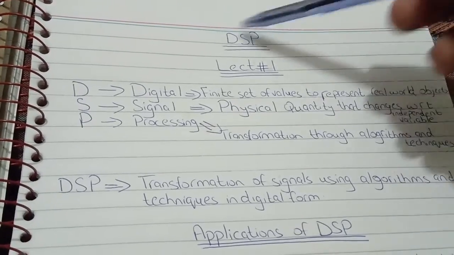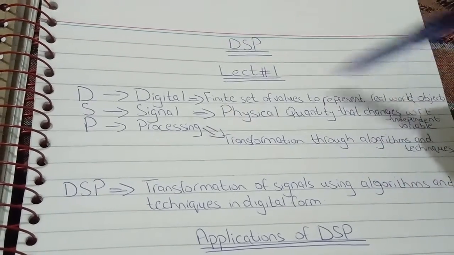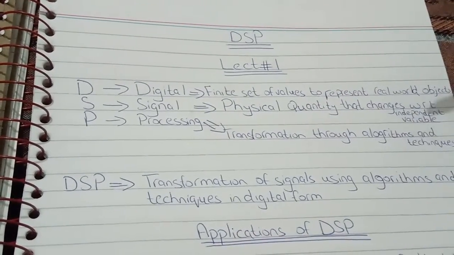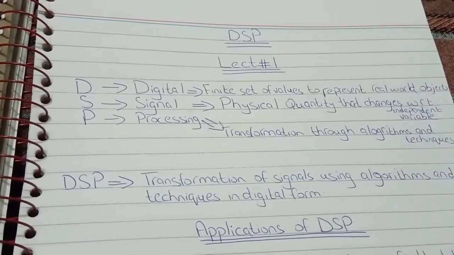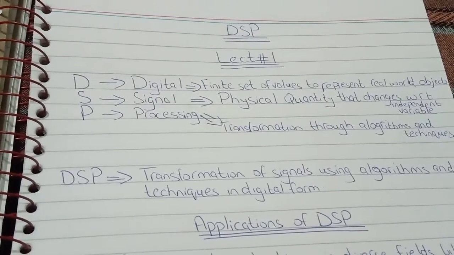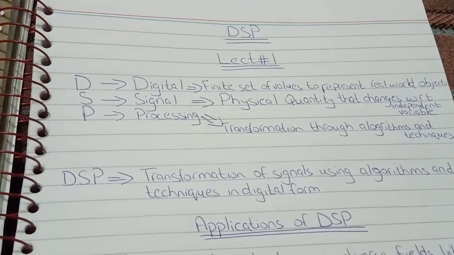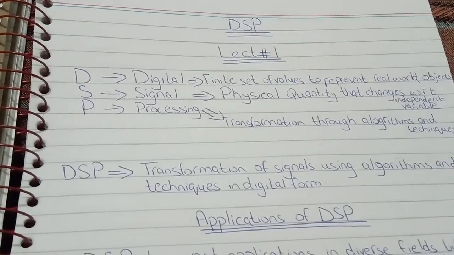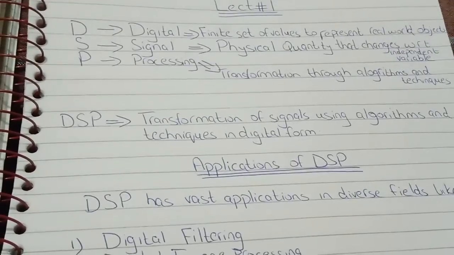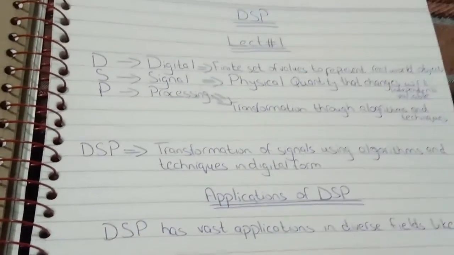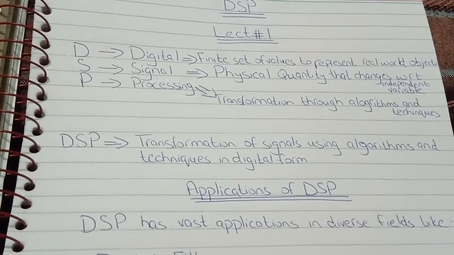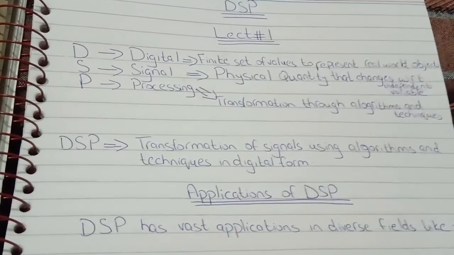If you break it down into three parts, digital, signal, and processing, we get to know that digital means a finite set of values to represent real world objects, whereas signal means physical quantities that change with respect to independent variables, and processing means transformation through algorithms and techniques. So when we combine all of these three words, we get to know that DSP means transformation of signals using algorithms and techniques in digital form.